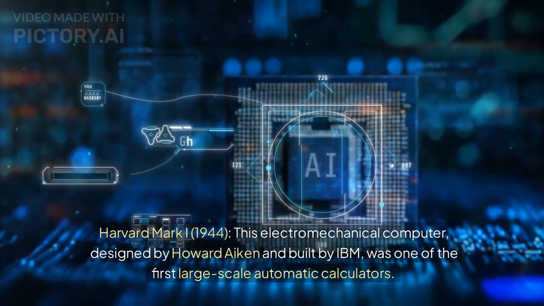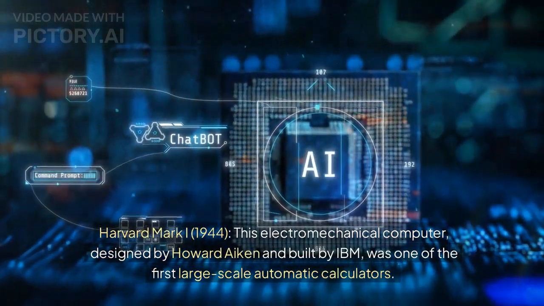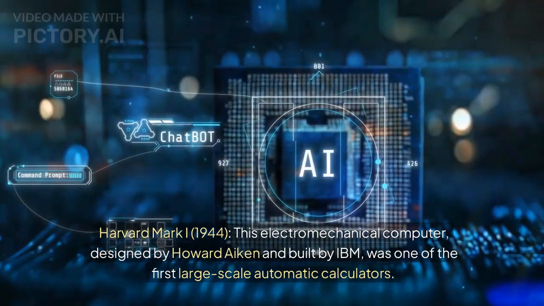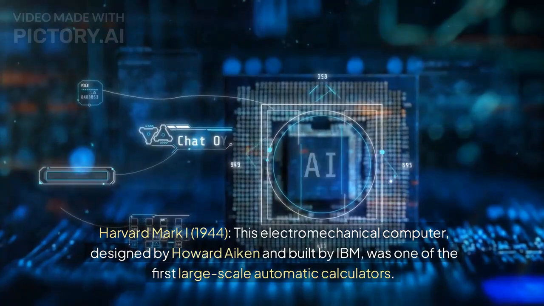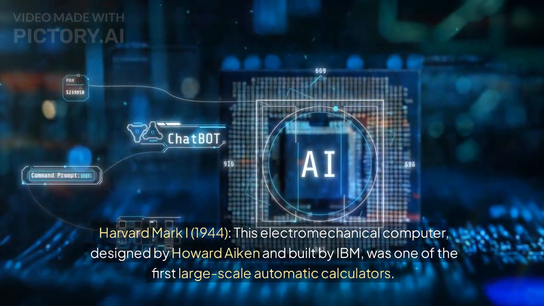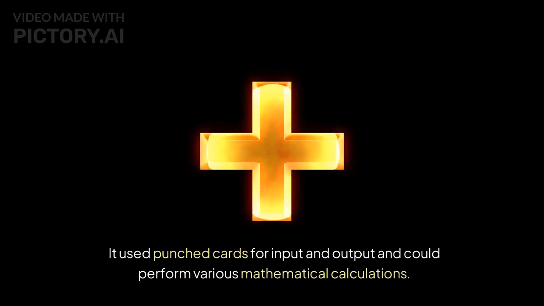Harvard Mark I, 1944. This electromechanical computer, designed by Howard Aiken and built by IBM, was one of the first large-scale automatic calculators. It used punched cards for input and output and could perform various mathematical calculations.